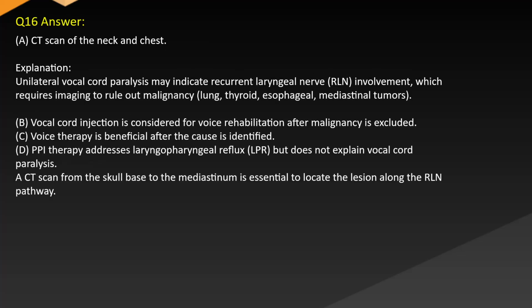Answer: A. CT scan of the neck and chest. Explanation: Unilateral vocal cord paralysis may indicate recurrent laryngeal nerve (RLN) involvement, which requires imaging to rule out malignancy: lung, thyroid, esophageal, or mediastinal tumors. B. Vocal cord injection is considered for voice rehabilitation after malignancy is excluded. C. Voice therapy is beneficial after the cause is identified. D. PPI therapy treats laryngopharyngeal reflux (LPR) but does not explain vocal cord paralysis. Imaging from the skull base to the mediastinum is essential to locate the lesion along the RLN pathway.